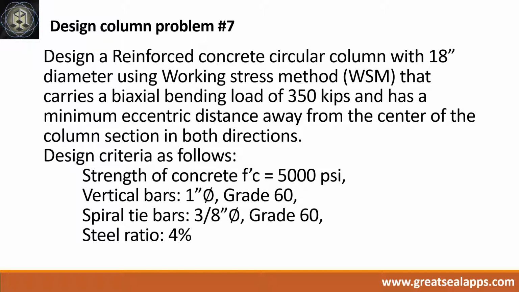of 350 kips and has a minimum eccentric distance away from the center of the column section in both directions. Design criteria as follows: strength of concrete 5000 psi, vertical bars 1 inch diameter, grade 60, spiral tie bars 3/8 inch diameter, grade 60, steel ratio 4%.